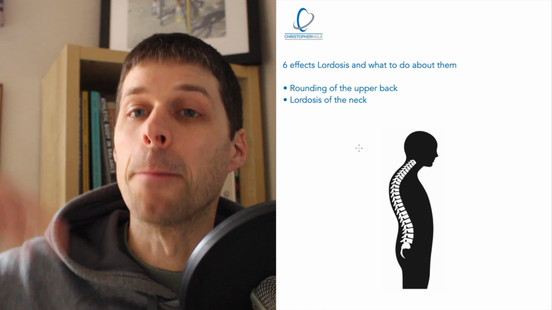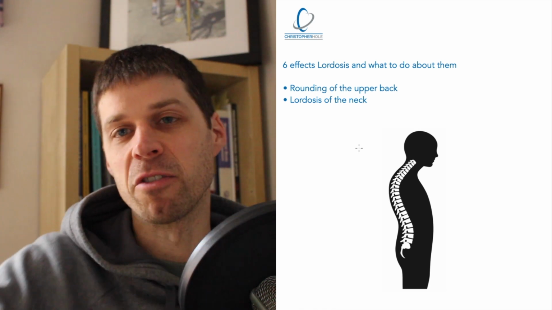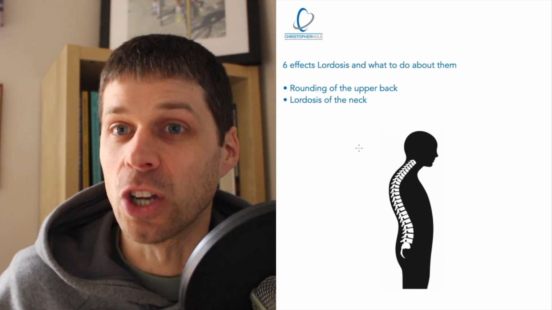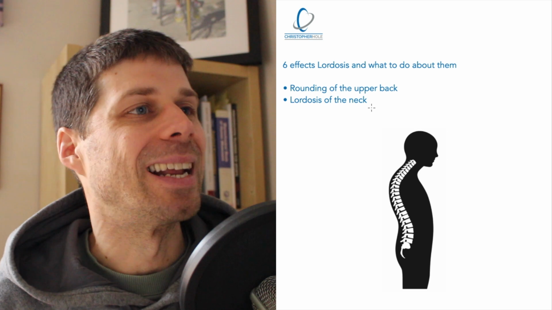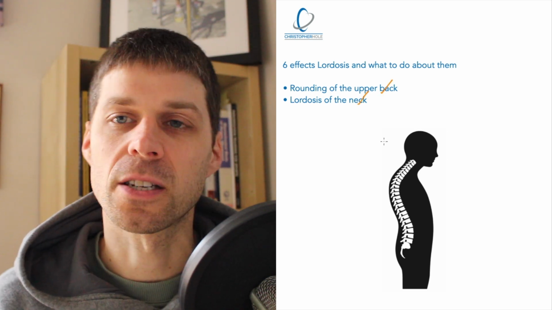And they're happening above the pelvis. So we've done below the pelvis, now we're looking above the pelvis. Again, it doesn't mean that all of these are going to happen, but they certainly can happen. And it is rounding of the upper back and lordosis of the neck.